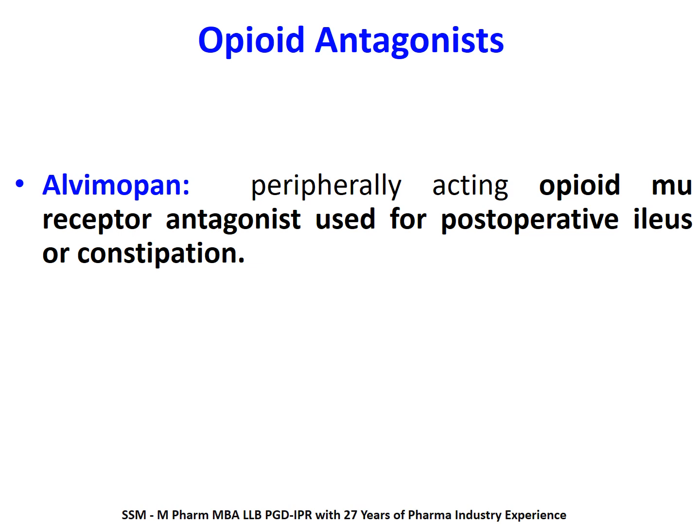Next class is opiate antagonist. Example is alvimopan. It is a peripherally acting opiate mu receptor antagonist, used for postoperative ileus or constipation.